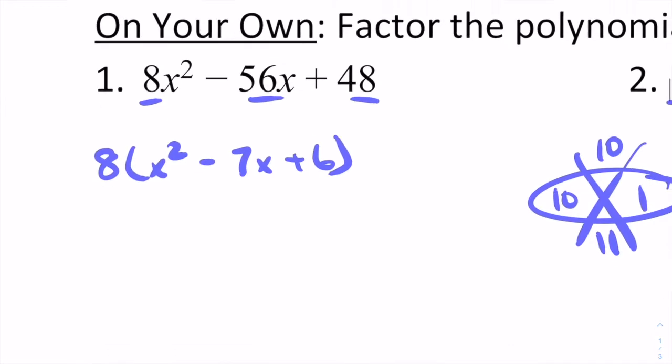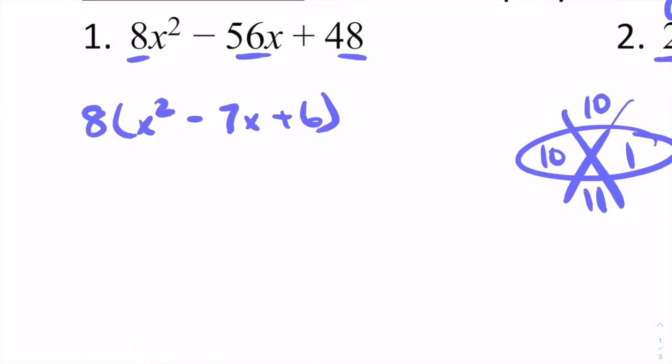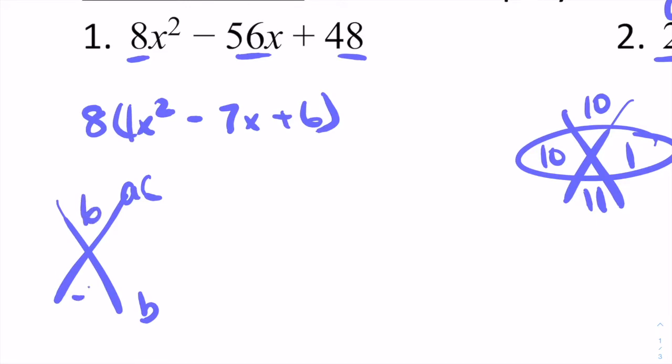Notice how my a is 1. If my a is 1, that's fine. But I would just say always get into the habit of doing AC from now on. It still works because a is 1 in this case. So I get a, c, and b. A is 1, so you get 6, negative 7, negative 6, negative 1. So you get x minus 6, x minus 1 with an 8 in front.